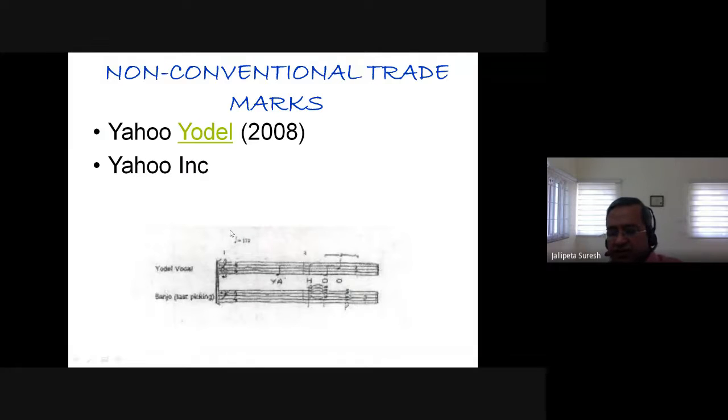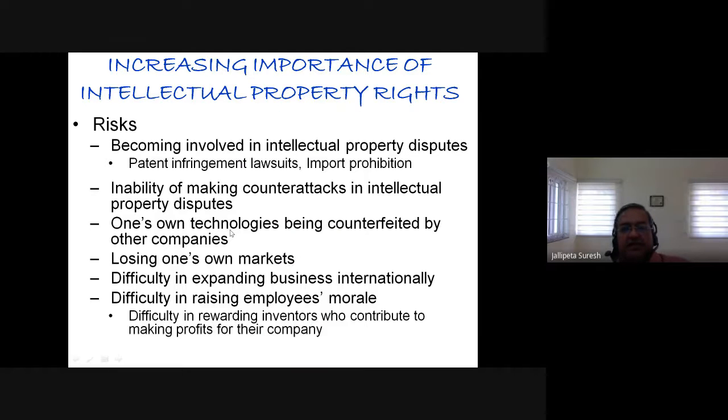So when you want to register a sound mark, you can provide this graphical representation along with an MP3 file, so that if it is distinctive, you can get the mark registered.